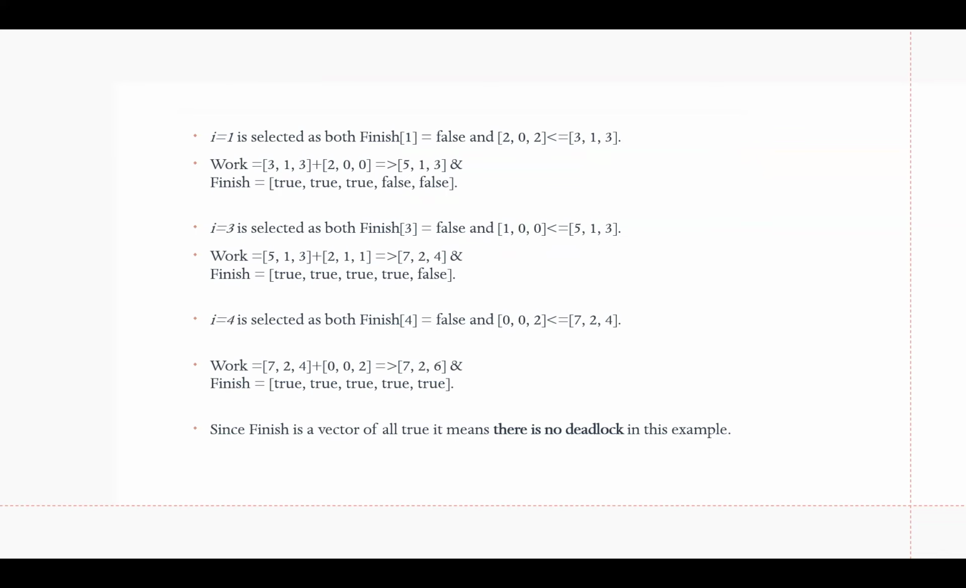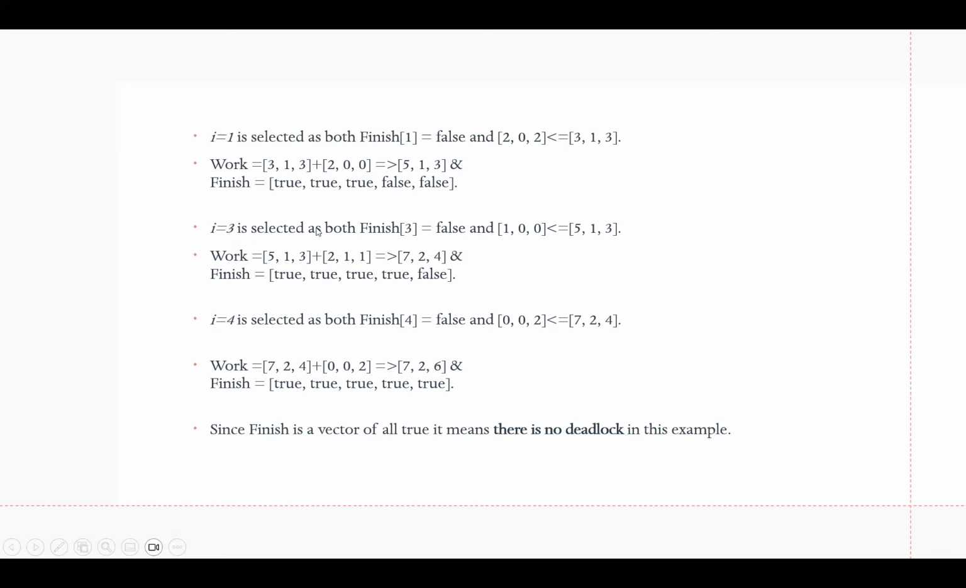So again, we go to i equals 1 and check whether finish[i] is equal to false. Yes, finish[1] is equal to false. And request of P1 is less than or equal to work. Yes, it is, now because our work is updated. So here P1 gets executed. After it executes, it releases its resources, so work equals work plus allocation. Update the work here and make the finish of that particular process true.